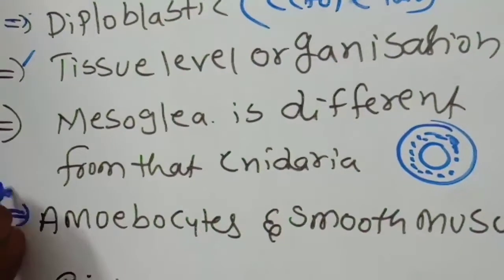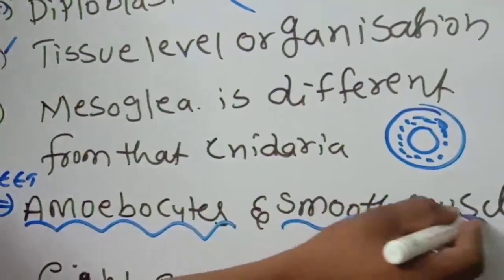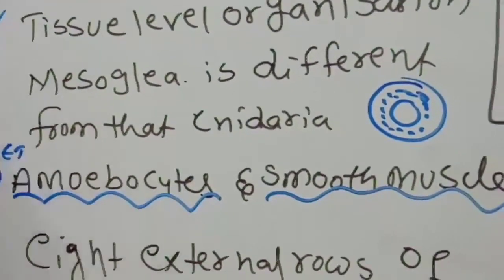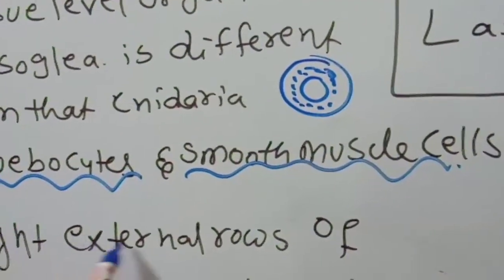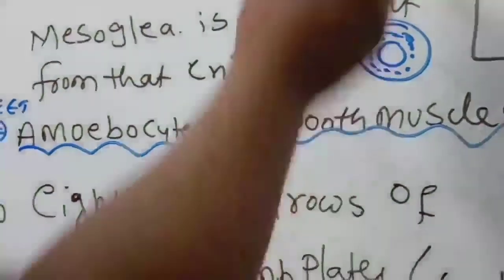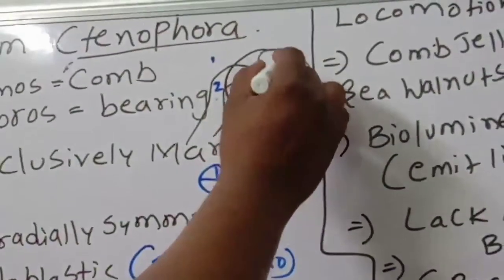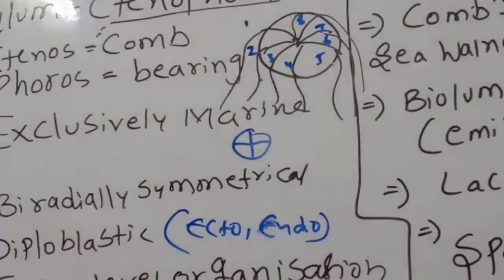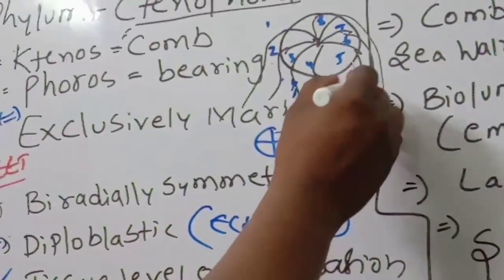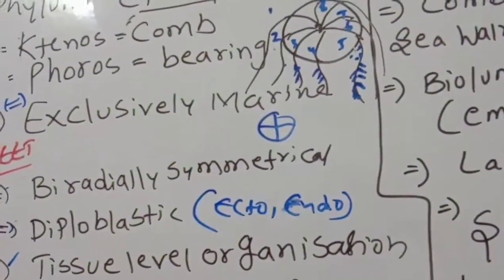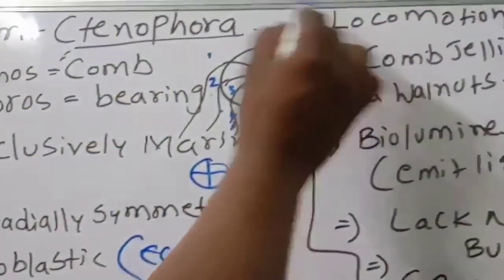This is important, another NEET bit. They have amoebocytes and smooth muscle cells present in their body. They have 8 external rows of ciliated comb plates. What I said? 1, 2, 3, 4, 5, 6, 7, 8. They have cilia like this. What is the use of the ciliated comb plates? They are helpful for locomotion.